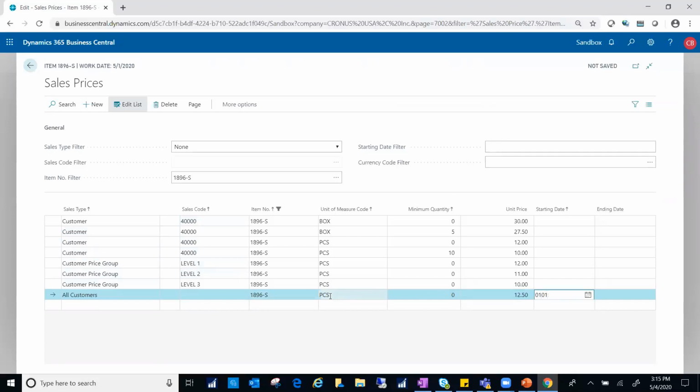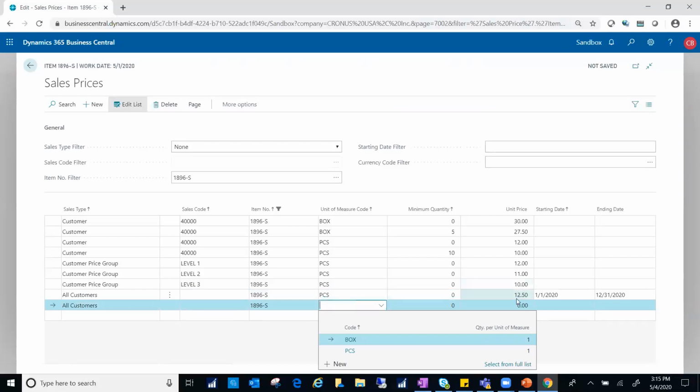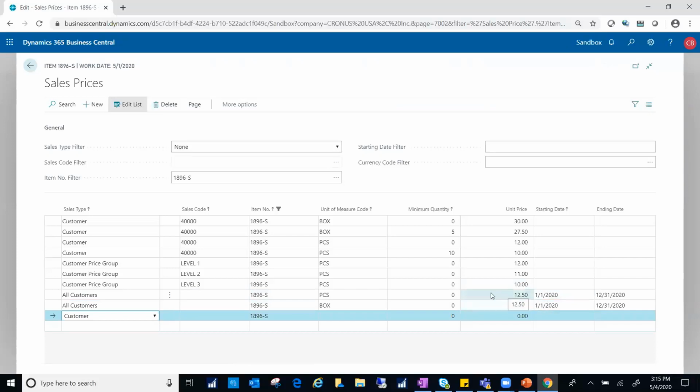So let's just say my start date's 1/1/20, 12/31/20. So now I'm basically saying for all customers that buy this item in pieces, you can get it for $12.50 for that time period, and if they buy a box, then the box is going to be $28 for this time period.